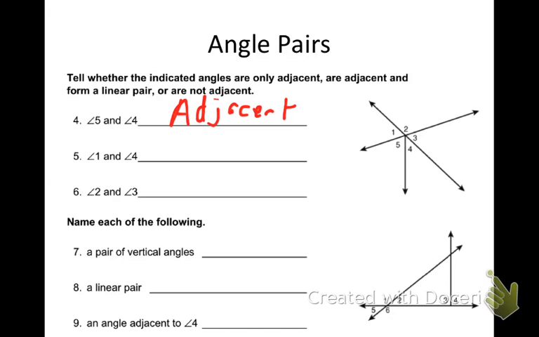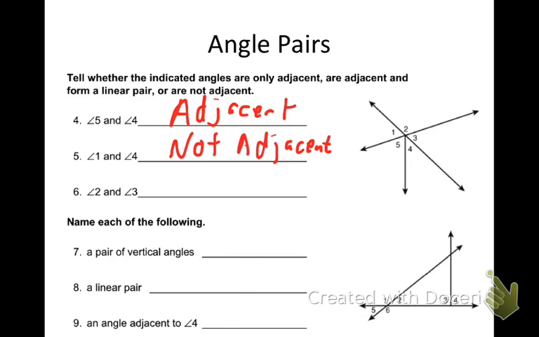Angles 1 and 4. Are angles 1 and 4 adjacent, a linear pair, or not adjacent? Jeremiah, what would you say? They would be not adjacent. Good work, sir. They are not adjacent. If I were to give you angle 1, which ones would be adjacent to angle 1, Jeremiah? 2 and 5 would be the adjacent angles, right? Good job, sir.